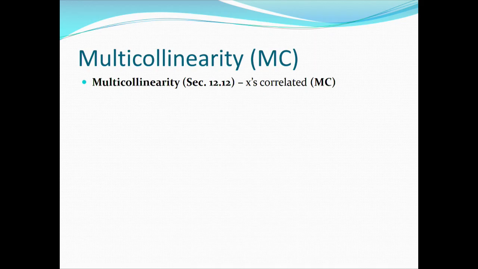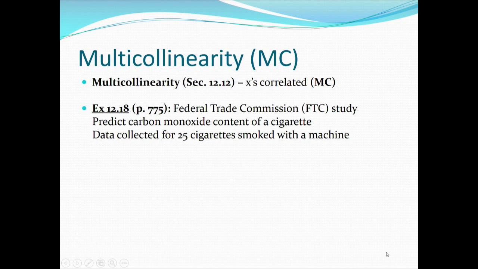Like I said, I'm just going to abbreviate it MC for short. Here's the example. Real life study, Federal Trade Commission. All right, studies the different carcinogens that can occur when you smoke cigarettes. Okay, and they often do studies where they'll use cigarette smoking machines.